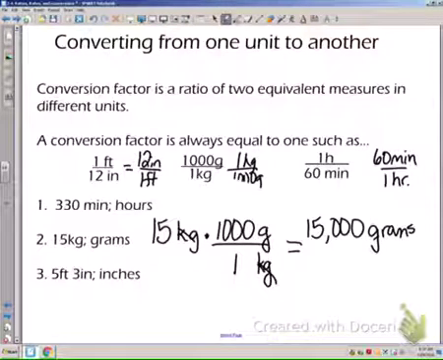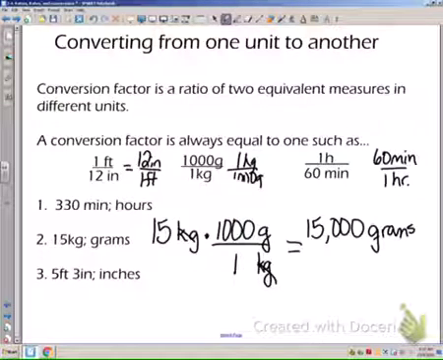And this is something that you're going to use in Mrs. Kuhn's science class. You're probably going to use it in other science classes. It doesn't really matter what science class you have, you are going to have to convert units of measurement. It just comes up over and over and over again. So let's look at the next problem.